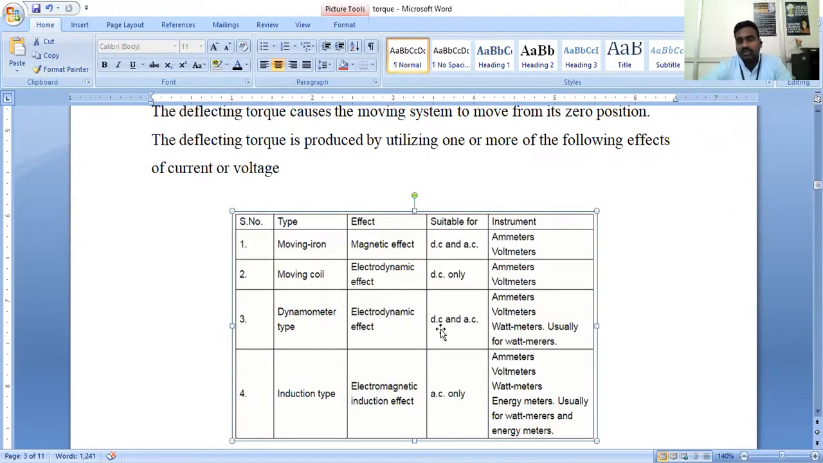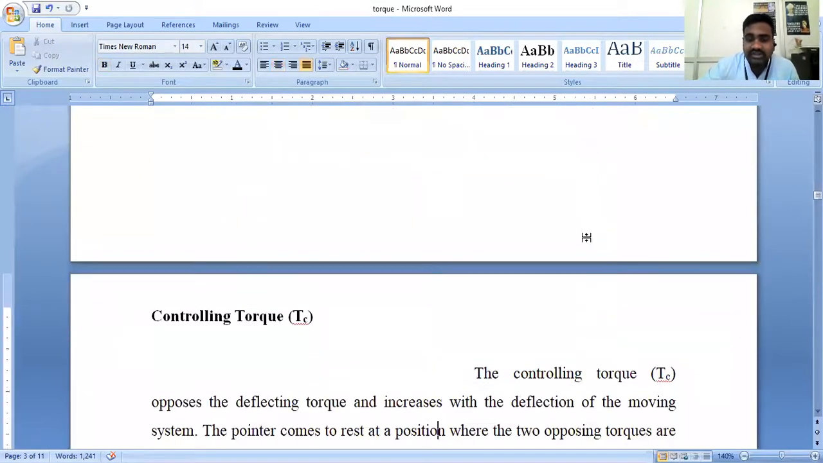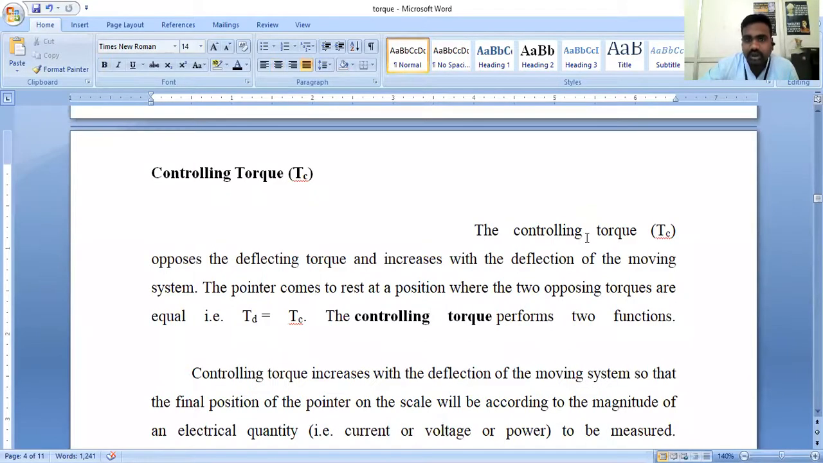So we will again come across this classification individually with respect to the explanation. Up to now we discussed deflection torque. And next is controlling torque.